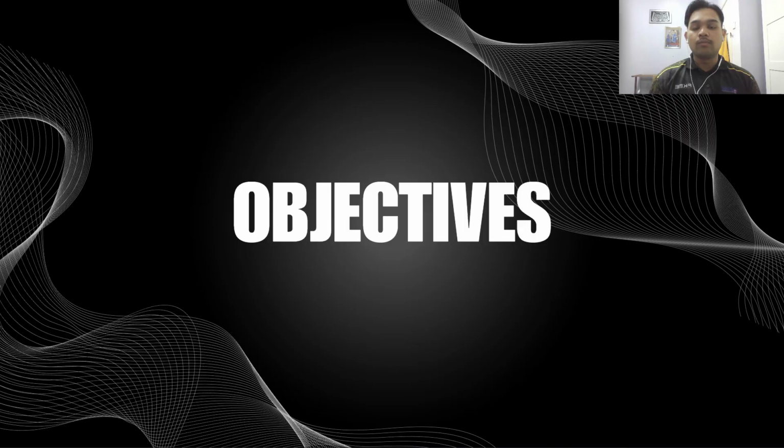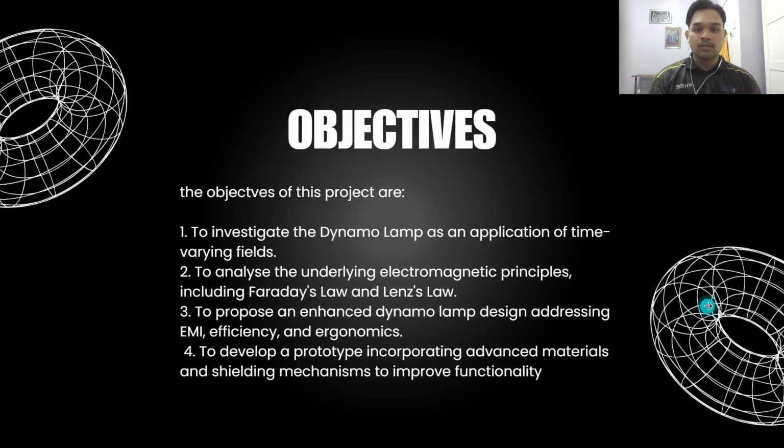So now I will continue our presentation by presenting the objectives of our project proposal. There are 4 objectives in total. Firstly, to investigate the dynamo lamp as an application of time varying field. Secondly, to analyze the underlying electromagnetic principles that include Faraday's law and Lenz's law.